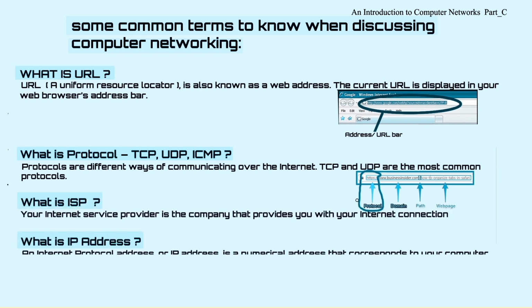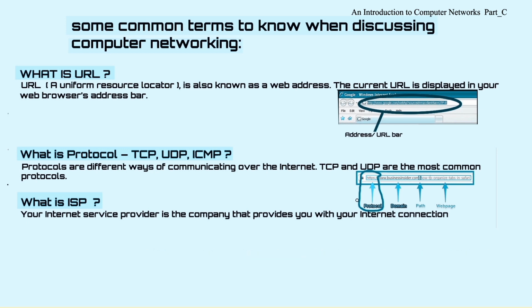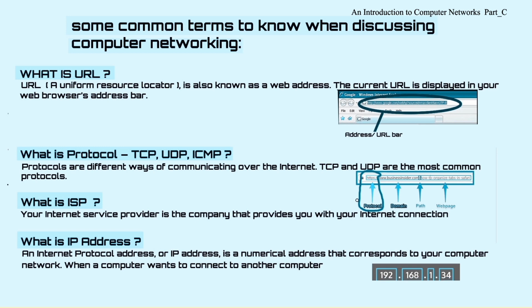What is an ISP? Your internet service provider is the company that provides you an internet connection. ISP stands for Internet Service Provider. What is an IP address? An internet protocol address, or IP address, is a numerical address that corresponds to your computer network. When a computer wants to connect to another computer, same as our home address, all the computer networks have an address. This is what we call an IP address.